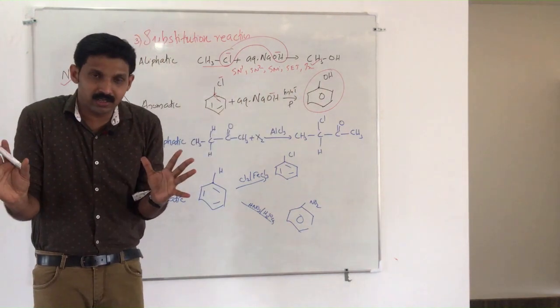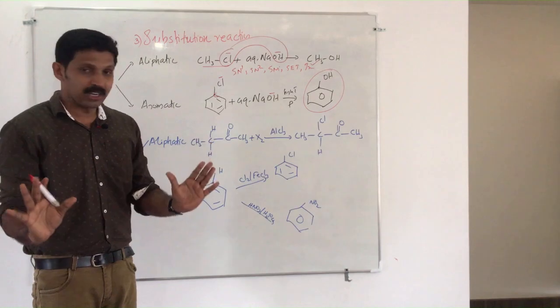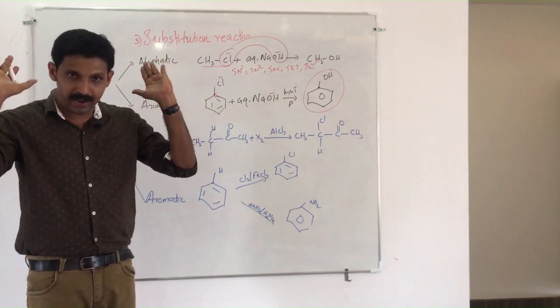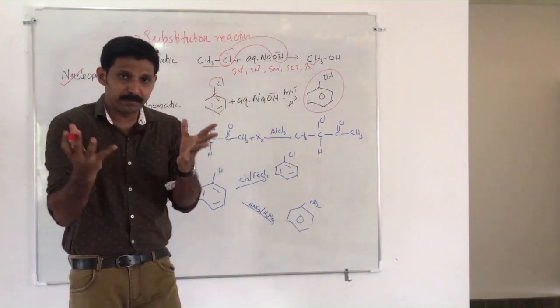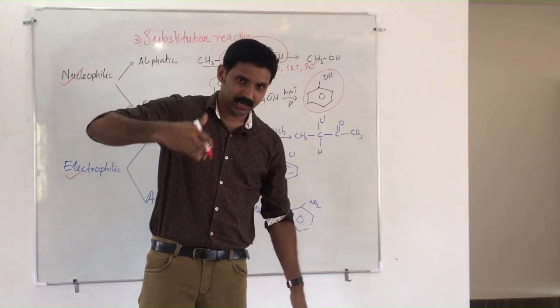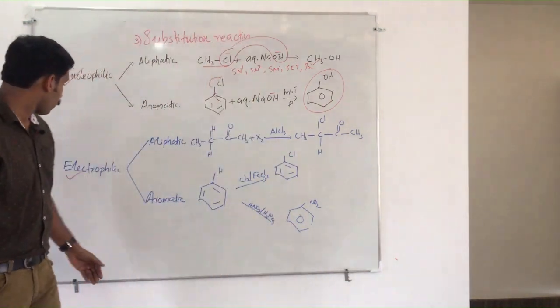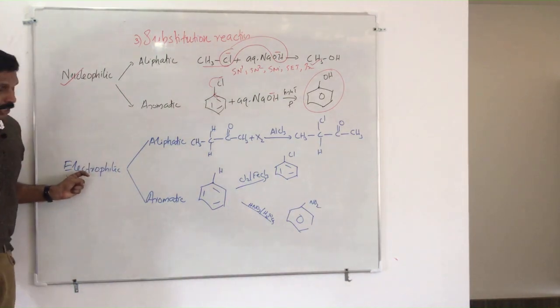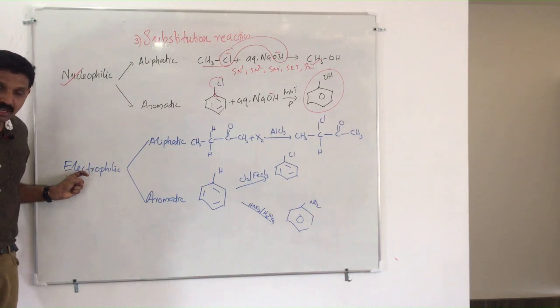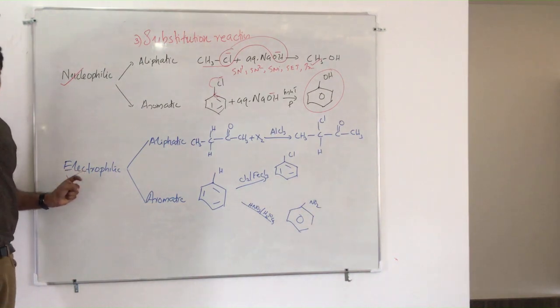But this reaction does not take place very easily. It requires very high temperature and very high pressure. This is because the C-Cl bond gets a partial double bond character due to resonance, etc. I will discuss this in the future. Now, the second type, that is the electrophilic substitution reaction. An electrophilic substitution reaction is nothing but one electrophile being replaced by another electrophile.